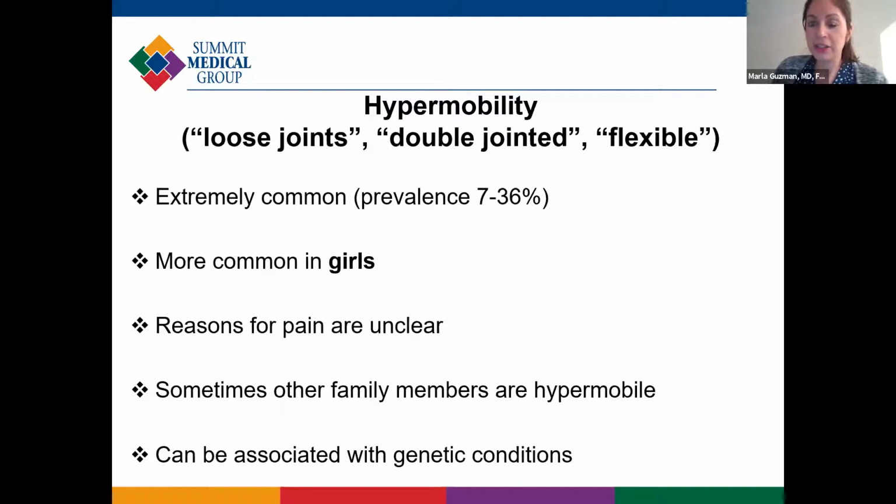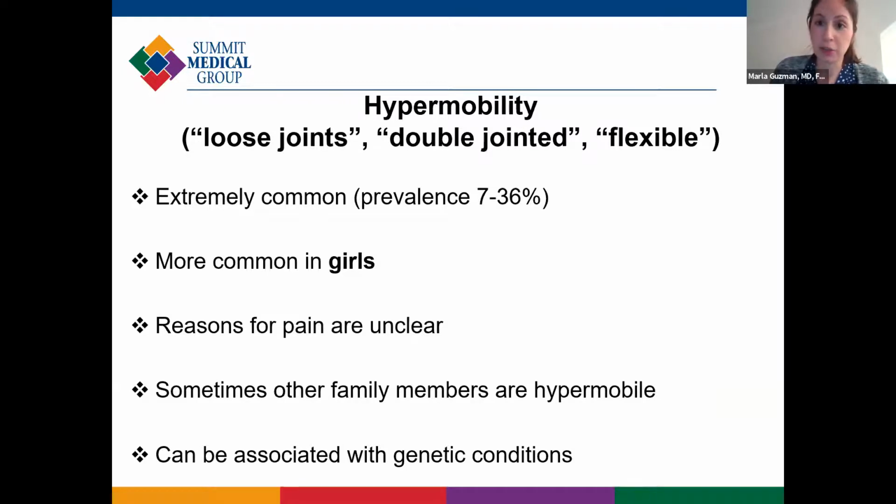So hypermobility is essentially just someone who's very flexible. They may say, oh, I've been told I'm double jointed, or my joints are loose, or I'm really flexible, I'm a gymnast, I'm an athlete. And this hypermobility or flexibility actually can cause quite a bit of pain in the joints. It's actually an extremely common reason why a child may complain of joint pain.